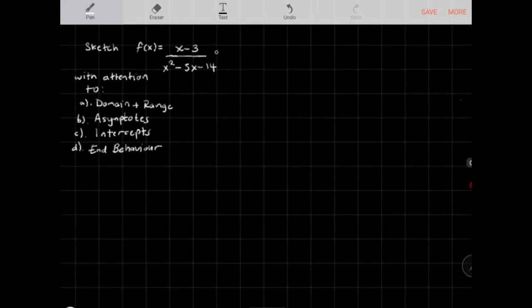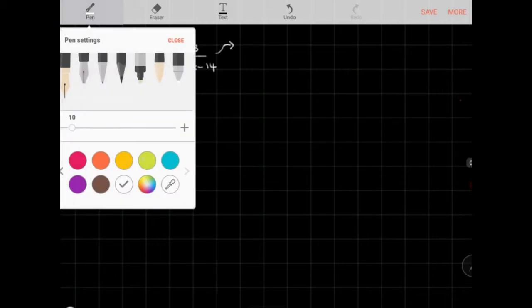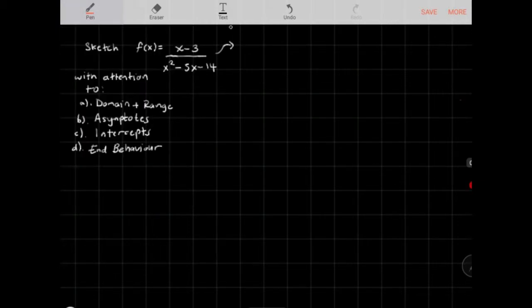So the first thing we want to do here is simplify this function. F of x is equal to x minus 3. I'm going to factor out the denominator. So this is factorable. Two numbers that add up to -5 and multiply to -14, you could do x minus 7 and x plus 2. Okay, so that's its factored form, and then you can really clearly tell what the restrictions on the domain are. So domain, x belongs to the set of all real numbers. X cannot equal 7 or -2.